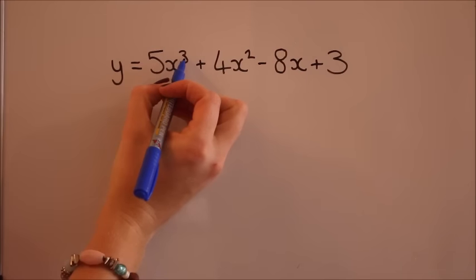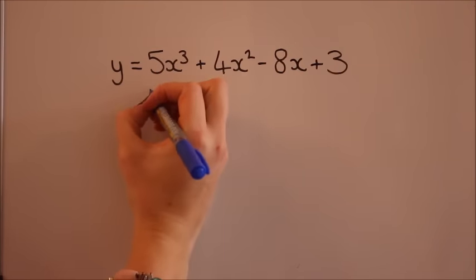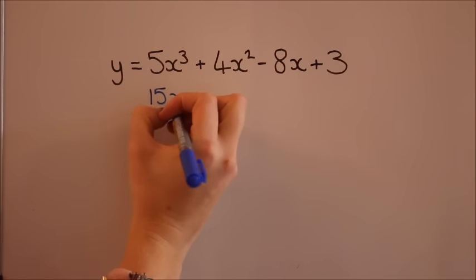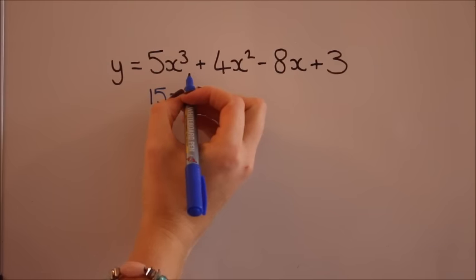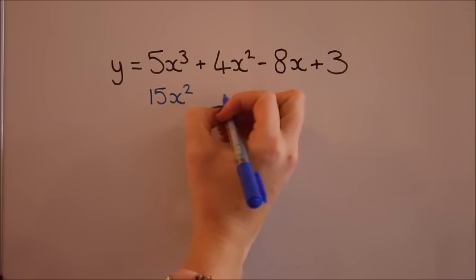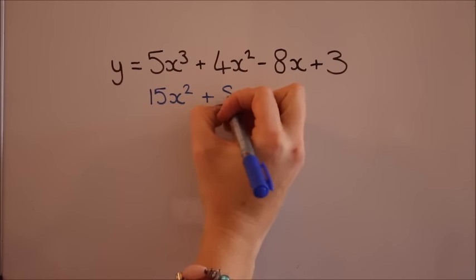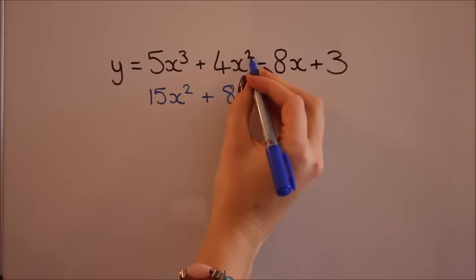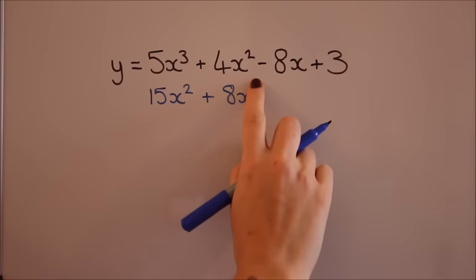We're going to times the 3 down to the 5. So 3 times 5 is 15. Then we're going to take. So that 3, we take 1. You always take 1 away, so it's going to become 2. Next term, times and take 1 away, so it'll just be 1. In fact, then we don't even need to write that 1.